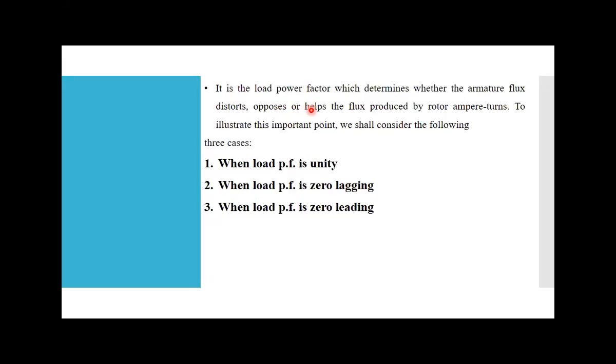Suppose my armature flux is sine in nature, and my main flux is also sine in nature. So the total flux is adding. So we have three possibilities. Either the armature flux distorts my main flux, or it opposes my main flux, or it helps my main flux. Okay. So up to this, does anyone have any doubt?